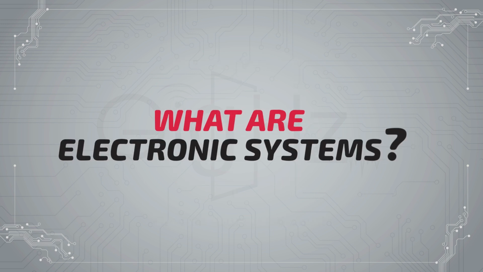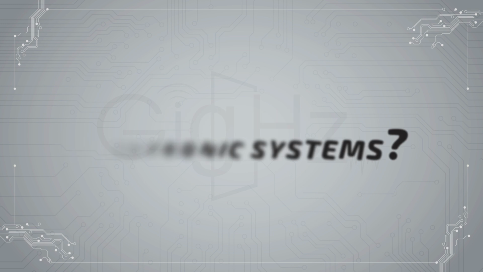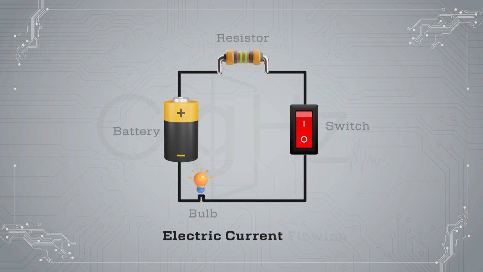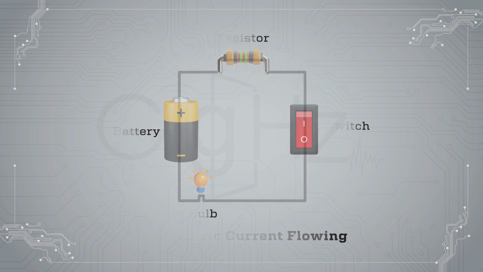What are electronic systems? Now, think of an electronic system as a carefully designed network of circuits and components working together. For instance, a simple system might include a battery, a resistor, a switch, and a bulb. When connected, these components allow you to control the bulb's glow, with the battery as the power source and the switch as the control. But the story of electronics doesn't stop there.